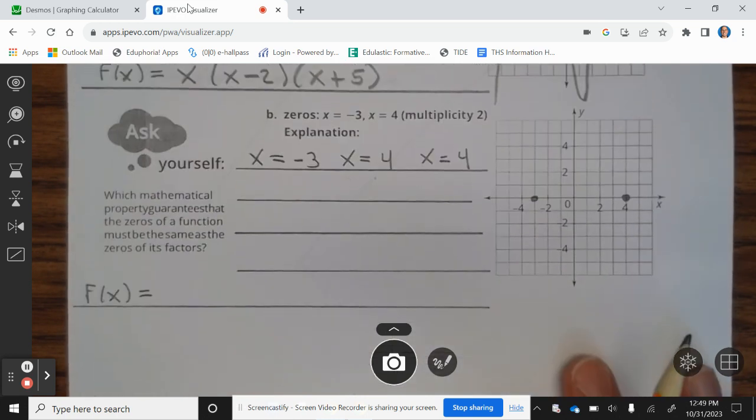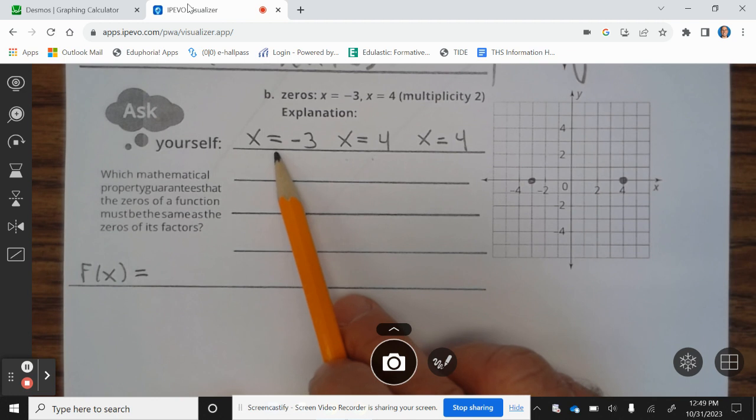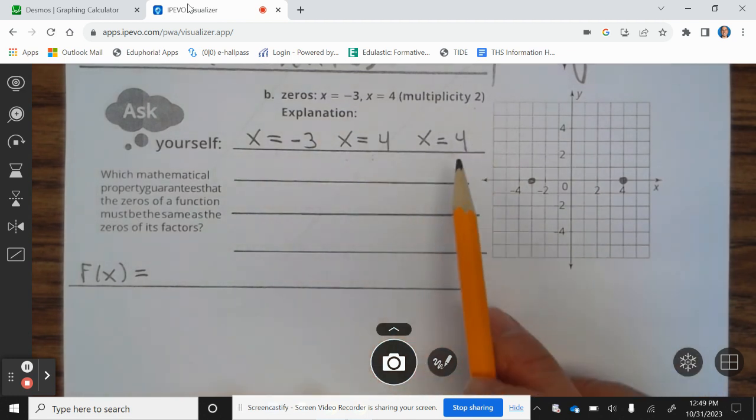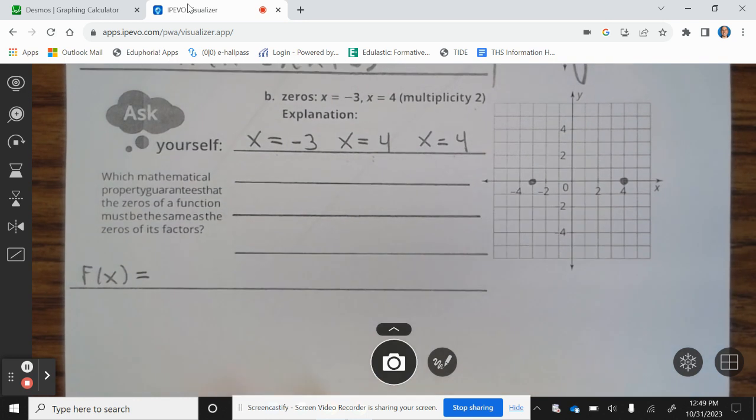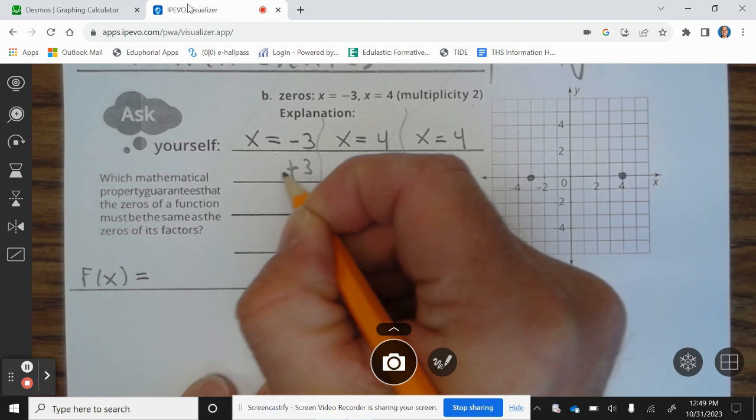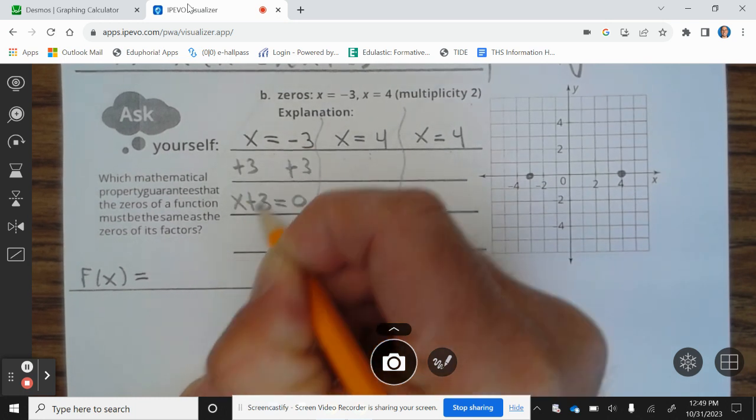All right, let's take a look at 1b. The zeros are x equals -3, x equals 4, multiplicity of 2. So that means we have x equals -3. We have x equals 4 twice because multiplicity 2. And now we're going to work backwards to find the equation. So we add 3 to both sides. So you get x plus 3 equal to 0.